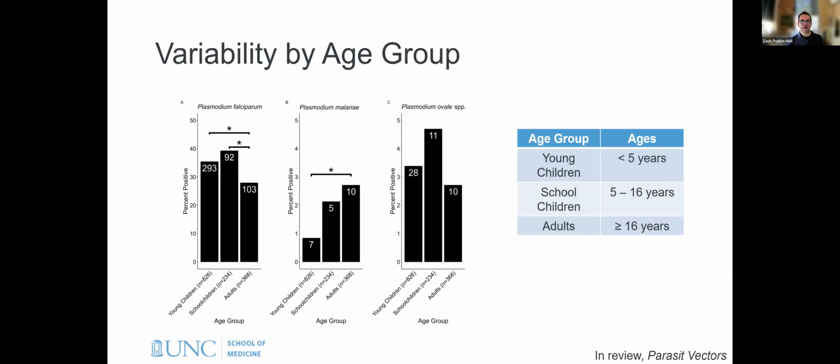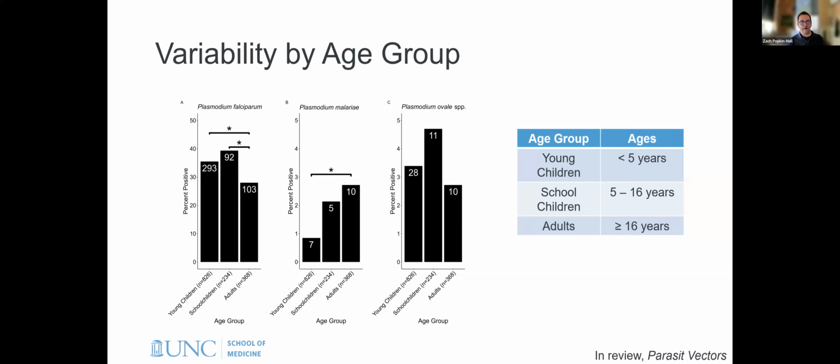For PM, though, we see something quite different from what we saw previously in our symptomatic patients, which is that we have a significantly higher likelihood of being infected with PM in adults than we do in young children. And that trend is also present between adults and school children, although not significant, which is likely due to these small sample sizes.